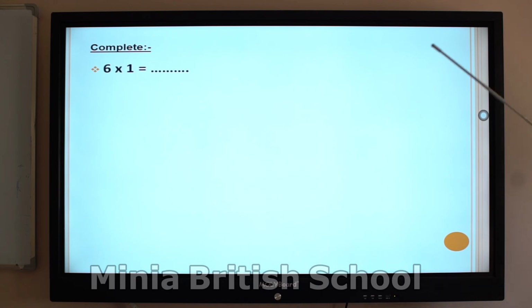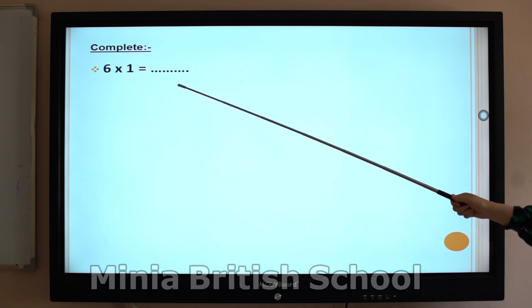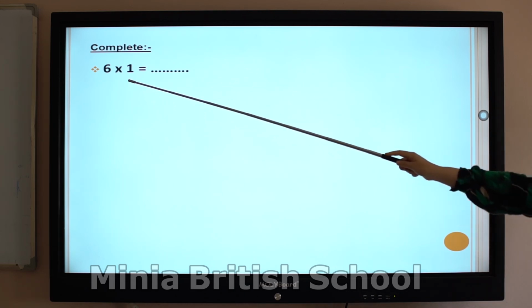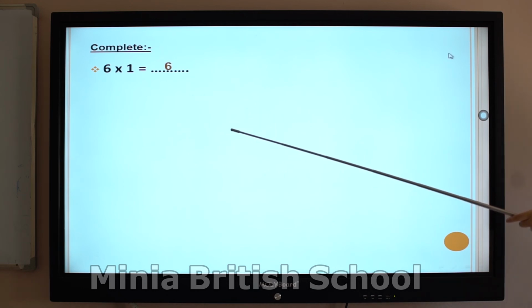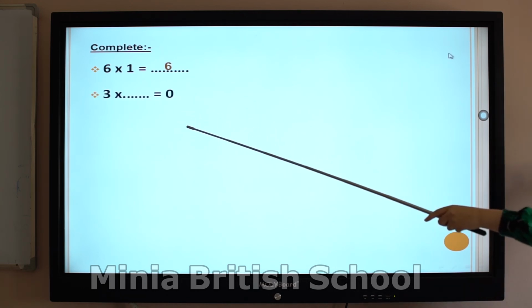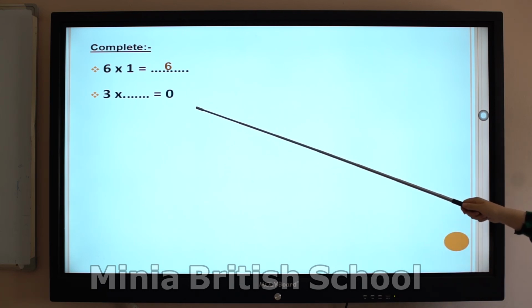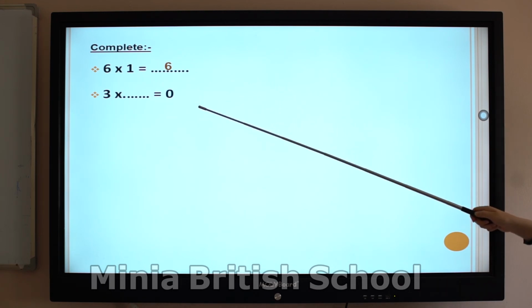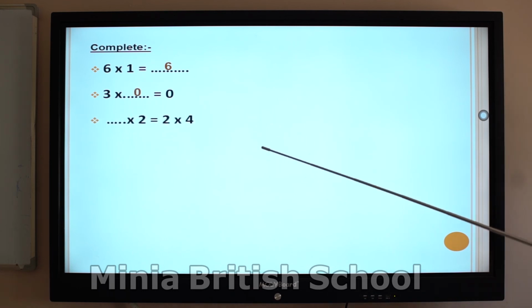Complete. 6 times 1. Here, remember the properties of multiplication. Here 6 times 1, it's the first property. Any number times 1 equals the same number. 6 times 1 equals 6. Okay, number 2. 3 times what equals 0? The result here is 0. I said the second property: any number times 0 equals 0. So 3 times 0 equals 0.